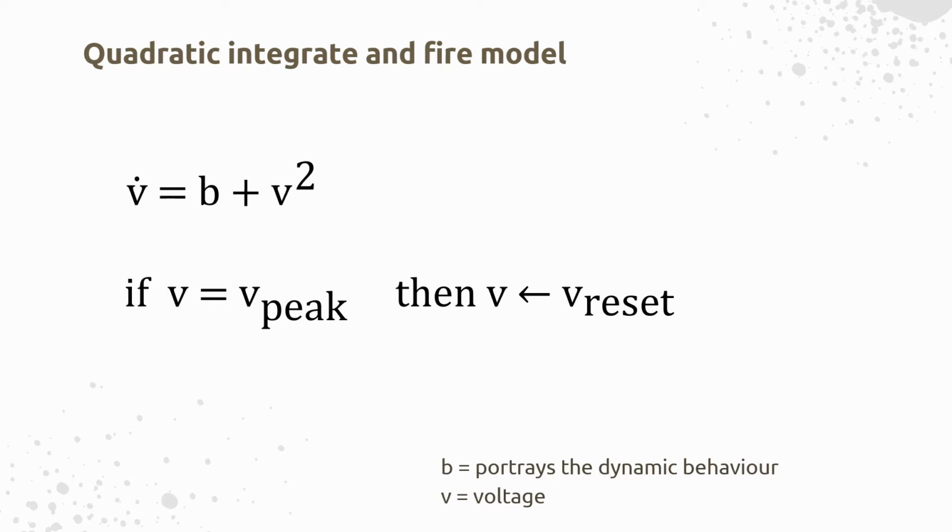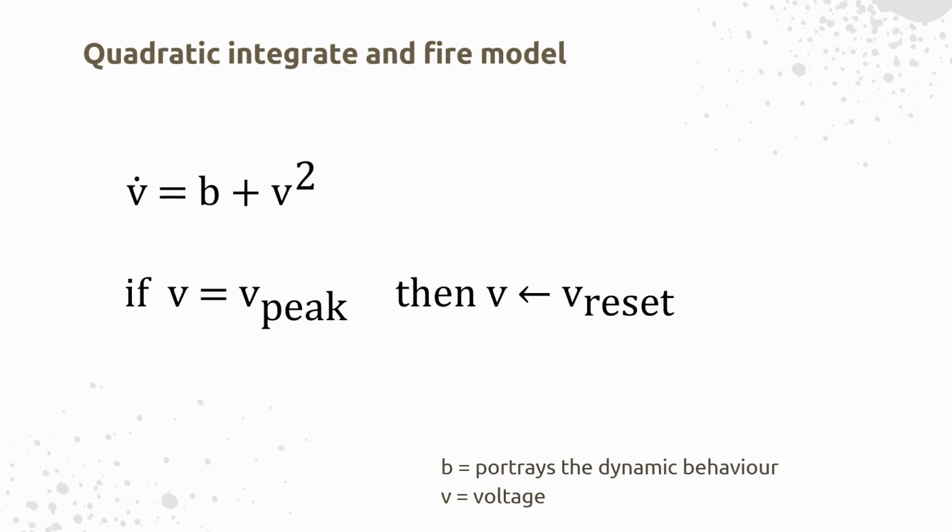Here, v_peak is not a threshold, but the peak of a spike. In simulations, the peak value is assumed to be large but finite, so it can be normalized to 1. Here, b portrays the dynamic behavior, so it decides whether the system is resonating or integrating, but we will recap this in the second part of this video. V, on the other hand, stands for the voltage, and by resetting v to v_reset, the quadratic integrate-and-fire model nicely portrays repetition when the saddle-node bifurcation is on an invariant circle.